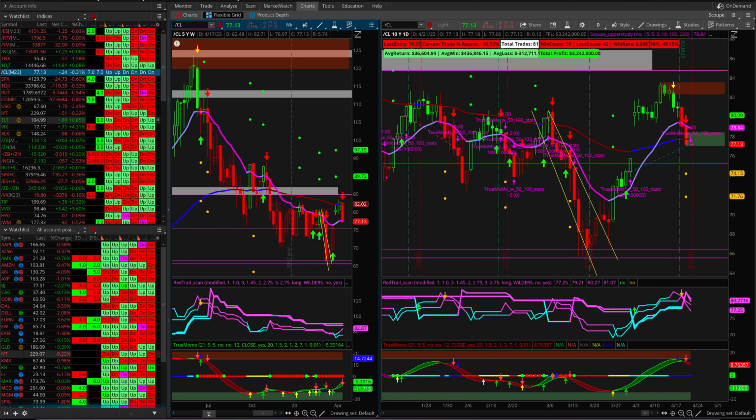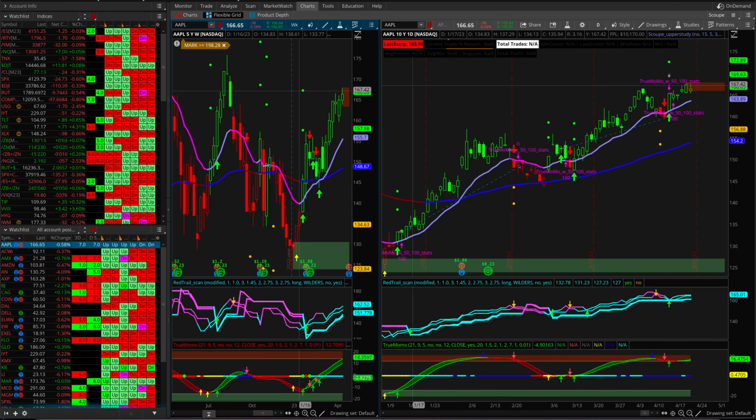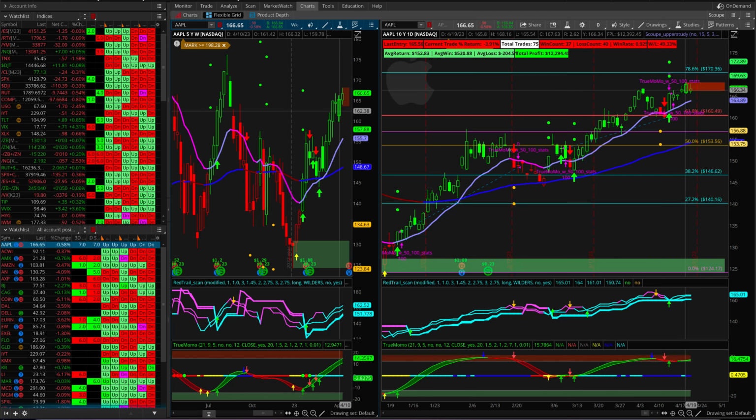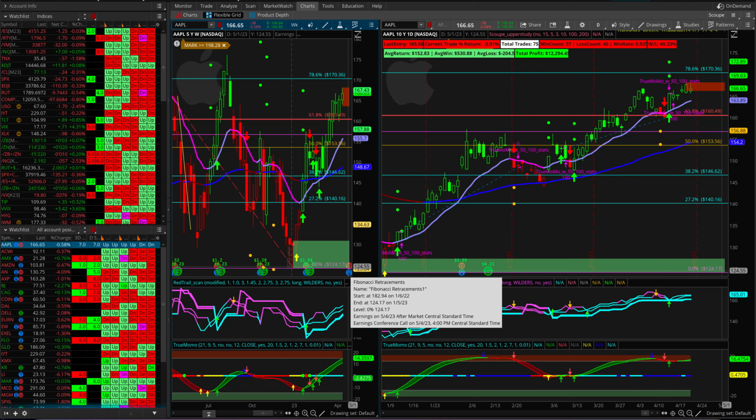So let's look at, I'm going to just pull up Apple, because a lot of people follow Apple. Apple's been going higher. It's actually in a buy signal and a sell signal situation, and it looks to me like it wants to continue grinding higher. But we do have earnings over here.